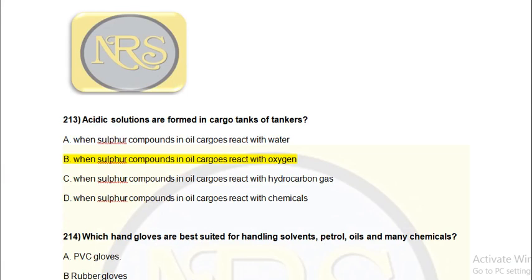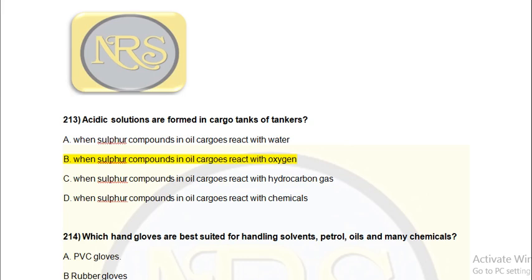Question number 213. Acidic solutions are formed in cargo tanks of tankers. Option A, when sulfur compounds in oil cargoes react with water. Option B, when sulfur compounds in oil cargoes react with oxygen. Option C, when sulfur compounds in oil cargoes react with hydrocarbon gas. Option D, when sulfur compounds in oil cargo react with chemicals. For acid formation, H2SO4, a sulfur compound.